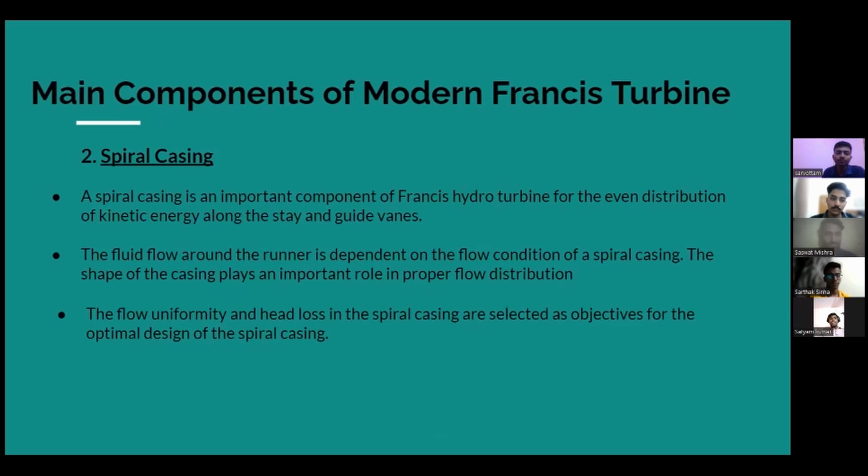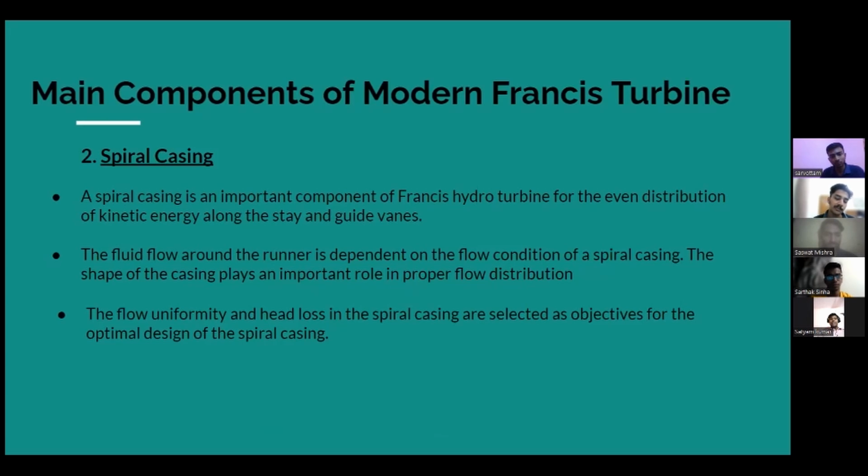Second one is the spiral casing. A spiral casing passes for directing the water from the penstock around a water turbine and into the rotor. The spiral casing is the inlet medium of water to the turbine. The water flowing from the reservoir or dam is made to pass through this pipe. The spiral casing is an important component of the Francis hydro turbine for the even distribution of kinetic energy.